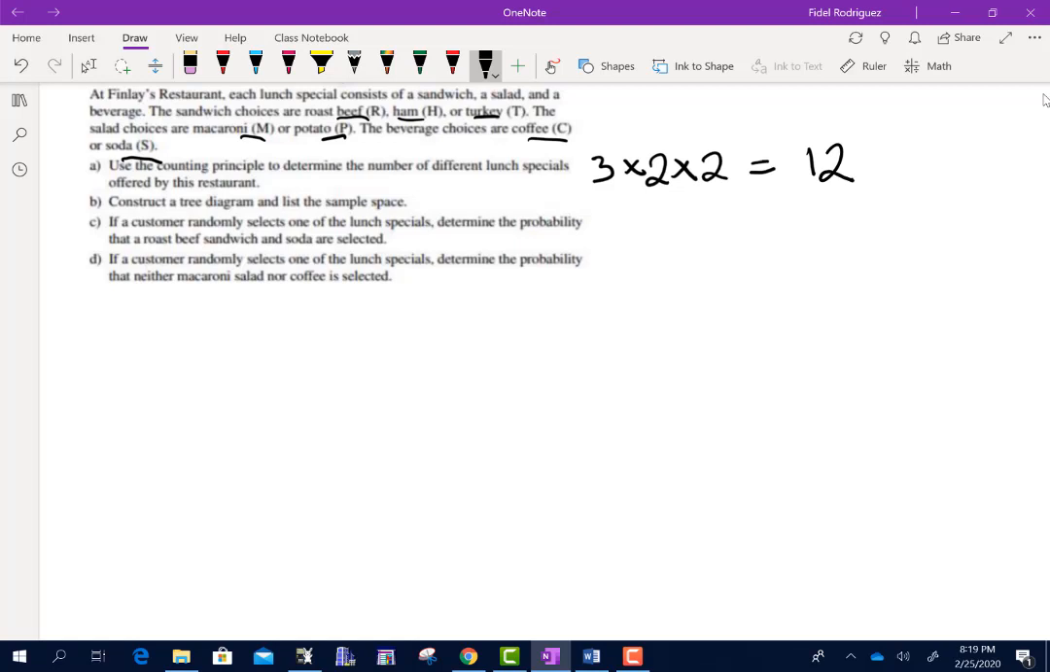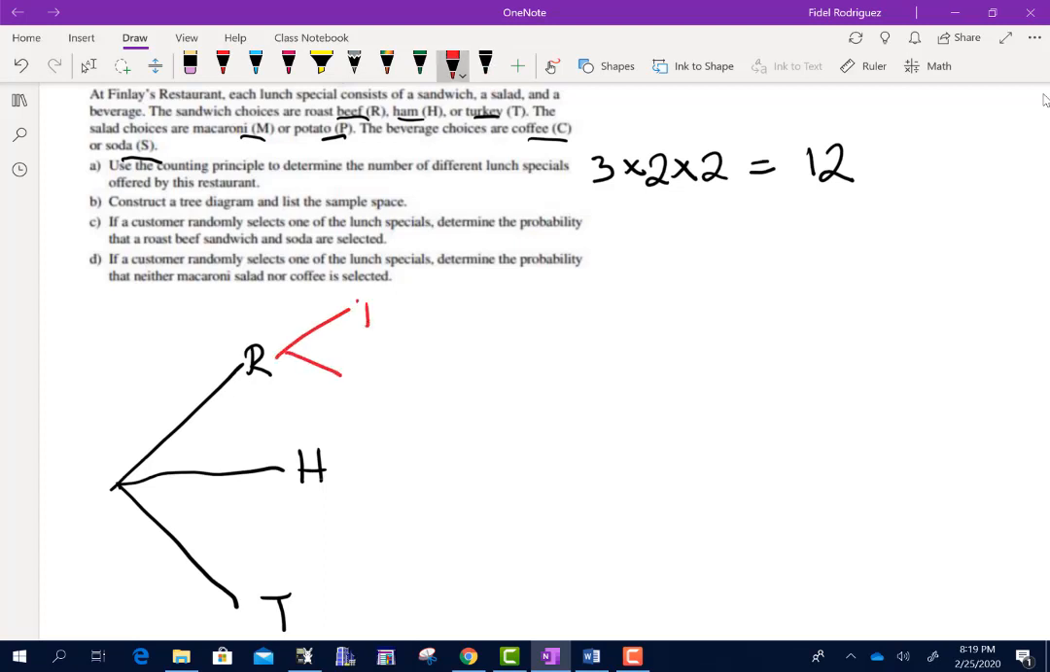Now, Part B says, construct a tree diagram and list the sample space. Okay, so I'm going to try to do this as best as I can. We can either choose a roast beef sandwich, a ham sandwich, or a turkey sandwich. Then when we go with our salad choices, we can either get potato salad or macaroni salad.